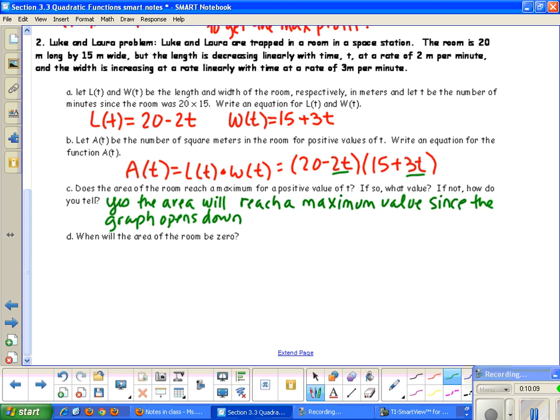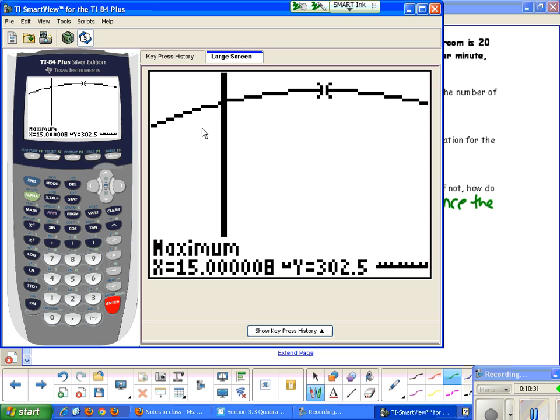Now I need to figure out this value. So a couple of things I could do. This is kind of like an x-intercept form. So I could find the x-intercepts and then add the two x-intercepts and divide by 2, or I could put this in polynomial form and do negative b over 2a and solve, or I can go ahead and just put it into my calculator, which is what I'm going to do.